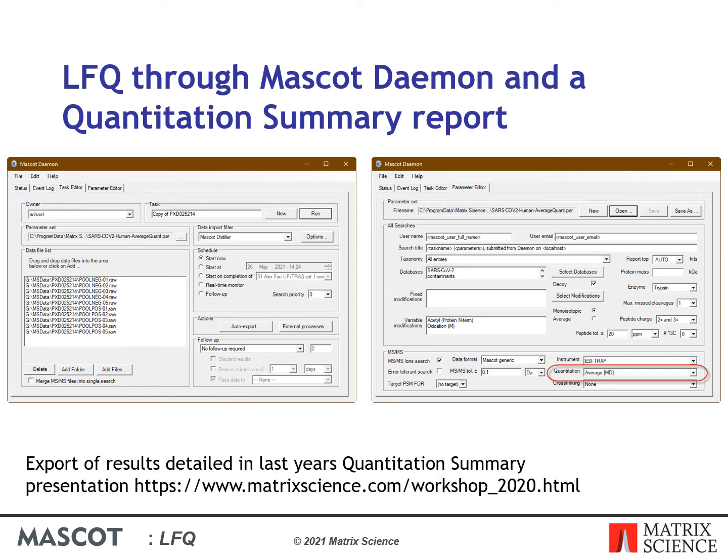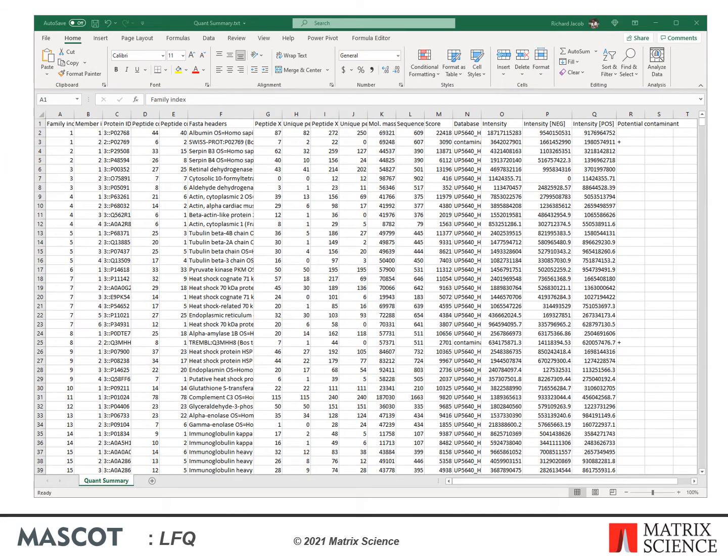Once the task is complete, we can start the quantitation results export process, which is detailed in last year's Quantitation Summary presentation. You can open the result file in a text editor like Notepad, but it makes more sense to view it as a spreadsheet in Excel. For further statistical analysis, you can use Excel, R, Perseus, or some other software. Again, previous presentations and blog posts have some examples.